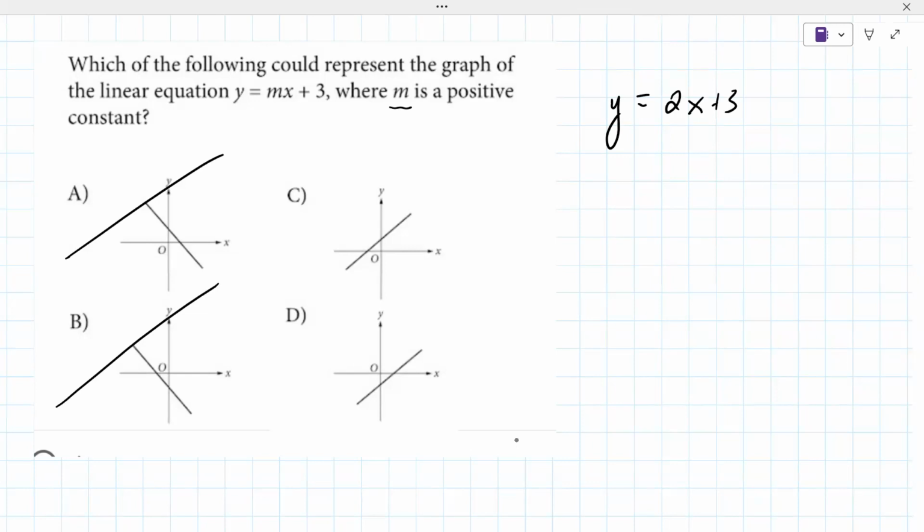Now, between those two, the difference here is where it crosses the y-axis. So I think it would be C, right? It's because it's +3, that's this one here. Good, yeah, it's in the positive. All right, so here's one for you to try on your own.